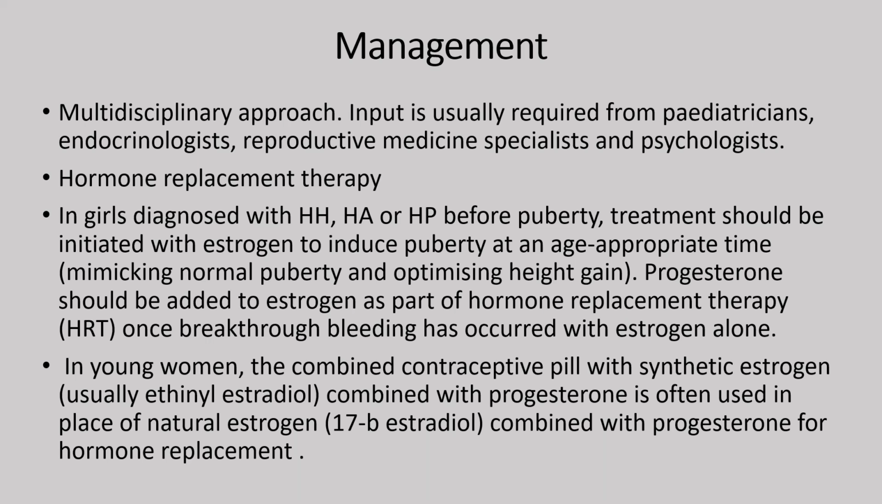Now, in the young women who already have achieved the puberty and now land up in amenorrhea, you have two options. One is the combined oral pills, or you can give the hormone replacement therapy. Combined oral pills usually have an estrogen component as ethinyl estradiol, which is a synthetic estrogen, combined with the progesterone. Or you can combine separate natural estrogen, that is 17 beta estradiol, and then add progesterone to it, which will be the HRT.